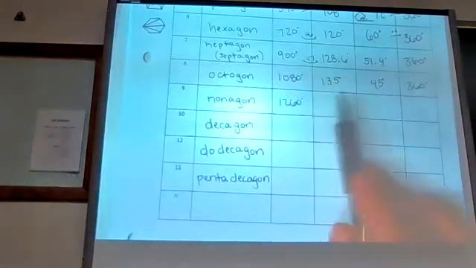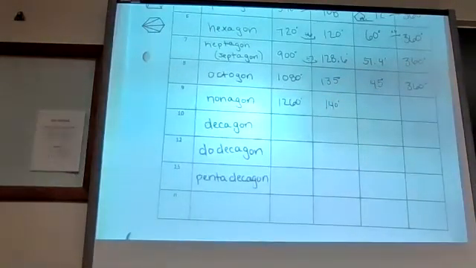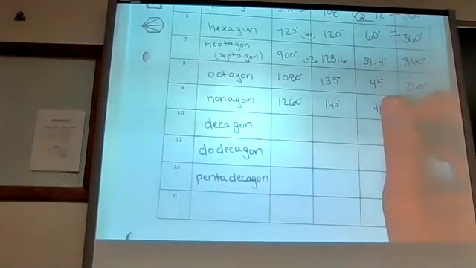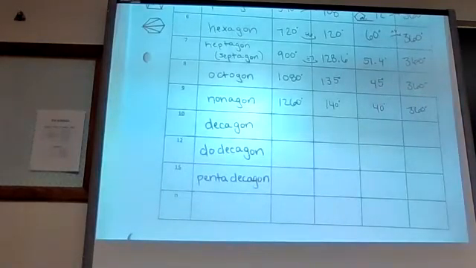If I divide that by 9, it gives me 140 degrees for each interior angle, which the supplement to that would be 40 degrees. And 40 times 9 gives me 360. Oh, that's what you're doing. To get the 360.